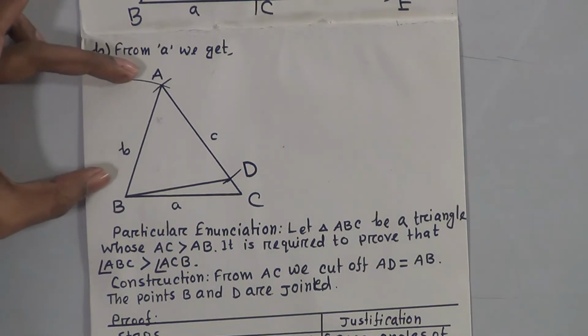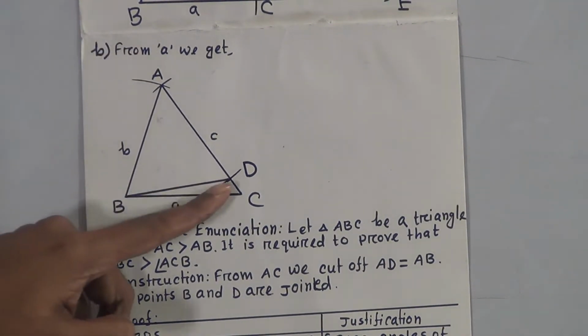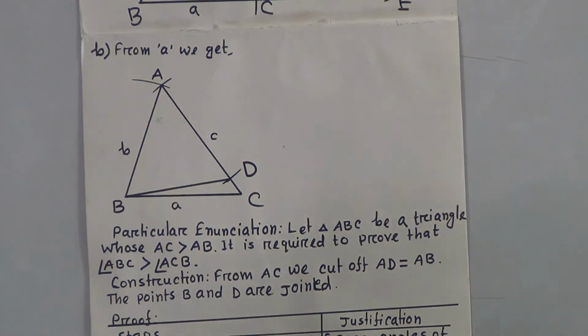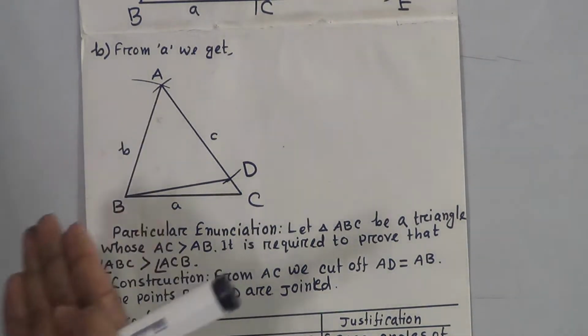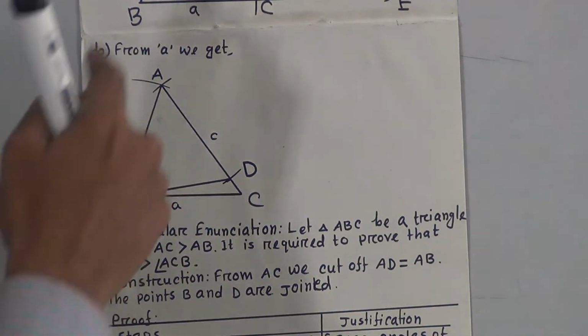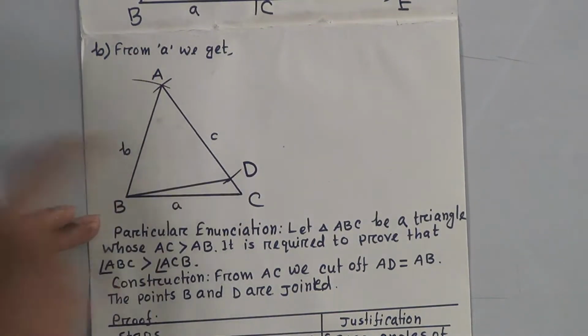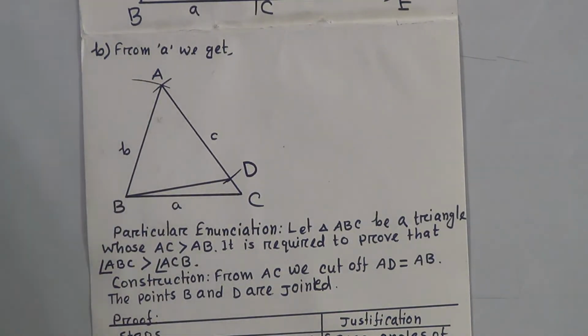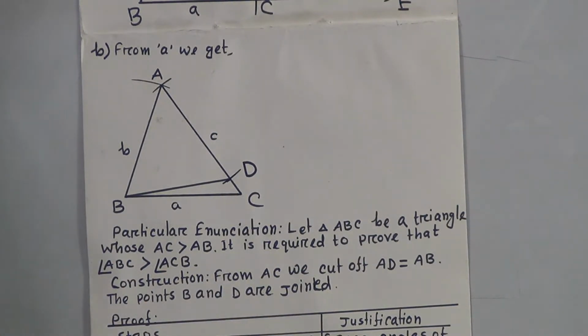Look, as AB and AD are equal, therefore we can say that their opposite angles are equal. That means ABD equal to ADB. You see, in triangle ABD, AB equal to AD, so their opposite angles are equal. That means ADB equal to ABD. Okay, you see, base angles of an isosceles triangle are equal.